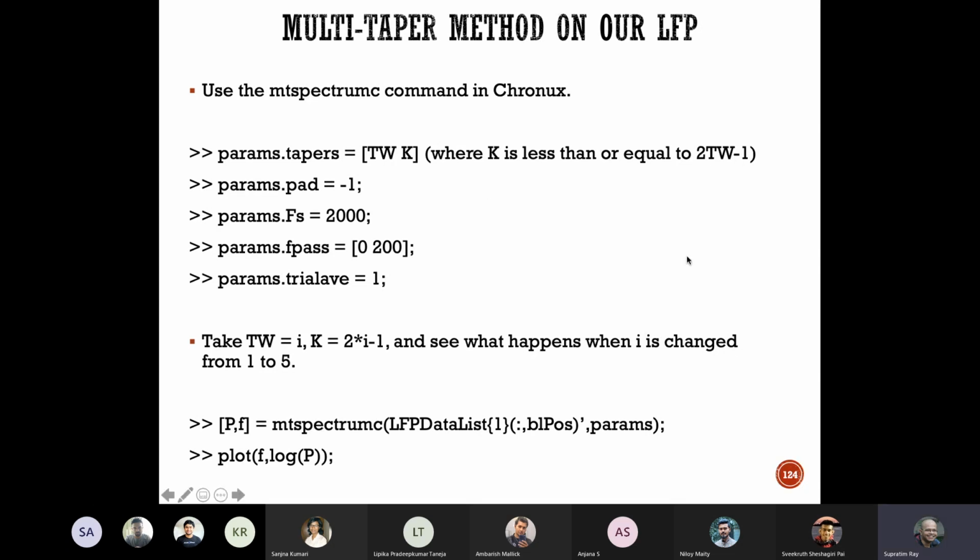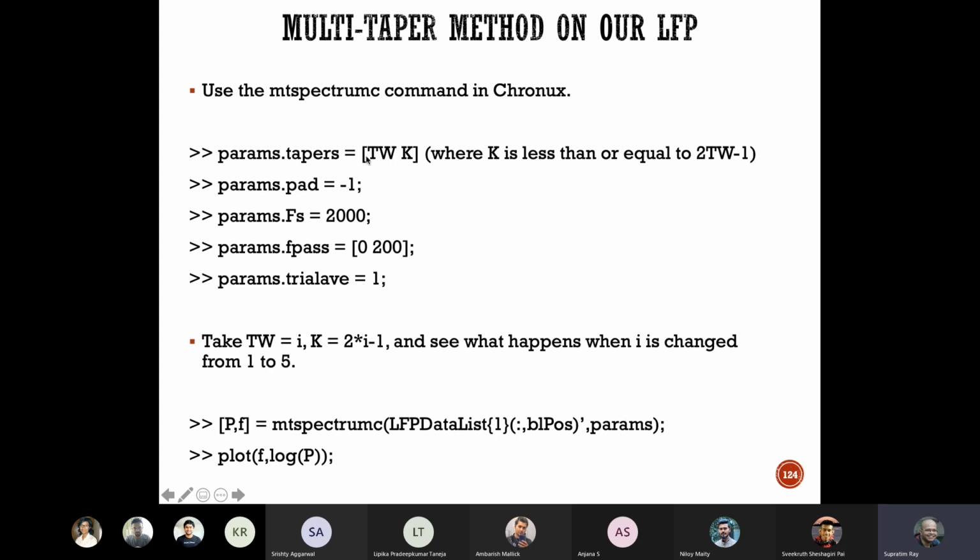When TW is 1, what is K? Come on. 1. So come on guys, answer, otherwise I can't even understand if you guys are following or not. When TW is 2, what is the value of K? 3. It's 3, but it could be 1, 2 or 3. So when TW is 3, K could be 1, 2, 3, 4 or 5.